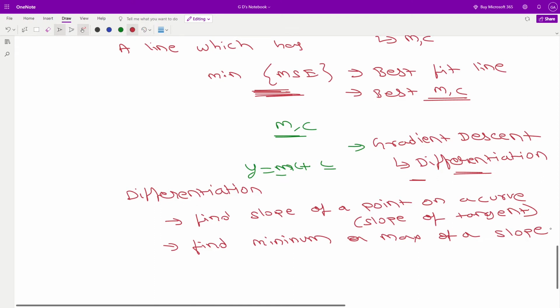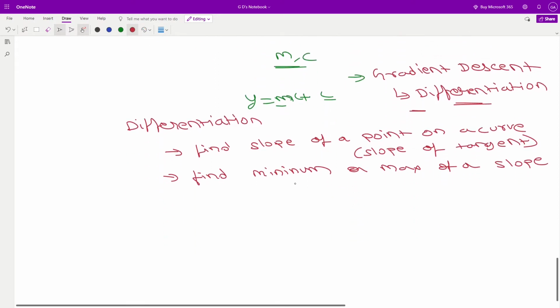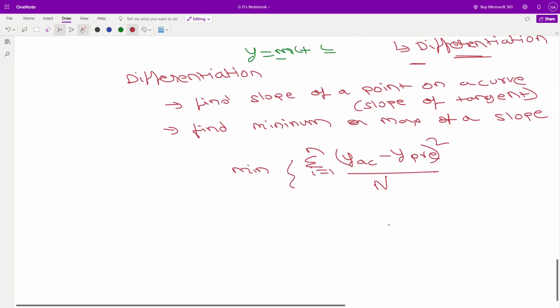Now we'll use exactly the same points in order to apply gradient descent for linear regression, okay? If I come back to the linear regression minimizing point, we want to minimize the MSE value. And what is the MSE value? That is nothing but the summation of i equals 1 to n of (y actual minus y pred) whole square, divided by n, right? This is the actual MSE value we learned. We want to minimize this, okay?